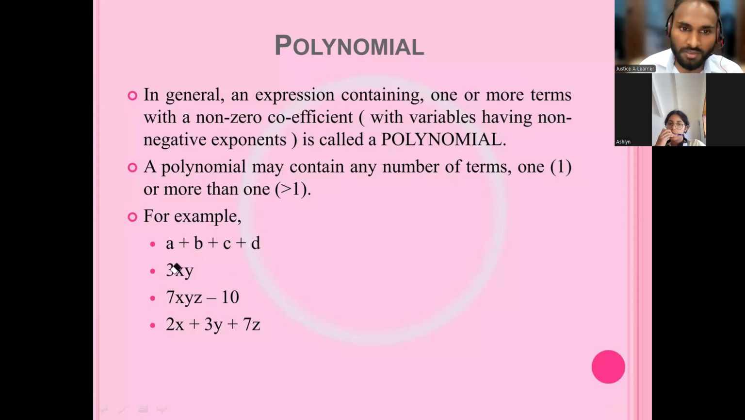Great. So this a plus b plus c plus d, how many terms are there? Four. So what would we call it? Polynomial. Yes. Would they fall under binomial, monomial, trinomial? No. Great. Okay, so you've understood this very well. Now we are moving to the next part, like terms and unlike terms.